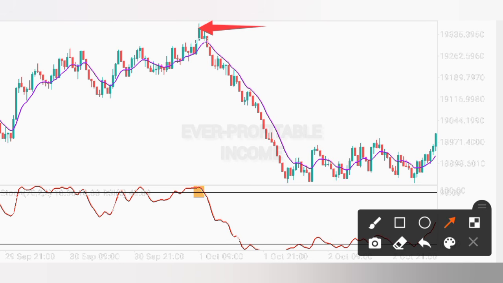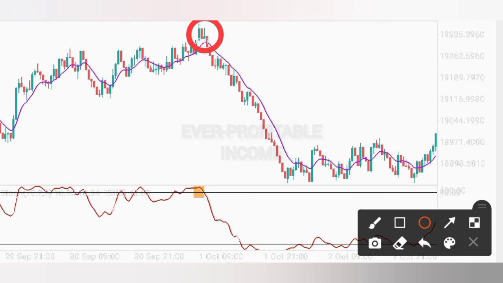There was an appearance of a doji. I believe you know your candlestick formations and their interpretation. If you don't know it, just type in the comment section that I should make a video on candlestick formation and their interpretation. Now let's look at over here. You can see exactly what I've explained initially. That's what happened over there.